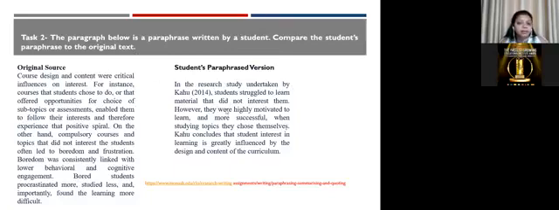Citation, definitely give it. Kahu: students struggle to learn material that did not interest them. However, they were highly motivated to learn and were more successful when studying topics they chose themselves. Kahu concludes that the students' interest in learning is greatly influenced by the design and the content of the curriculum. Okay. Now here this actually looks more like a summary.